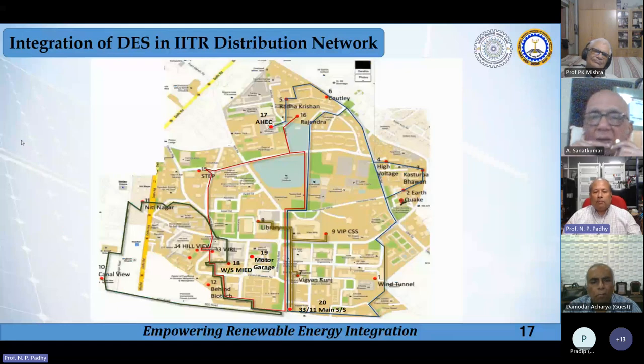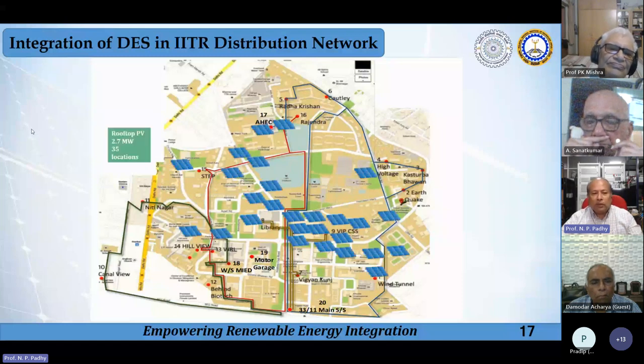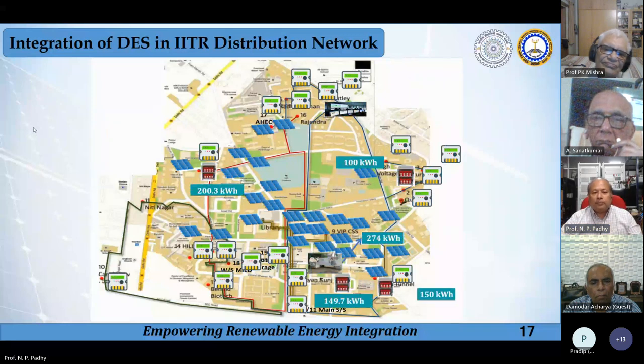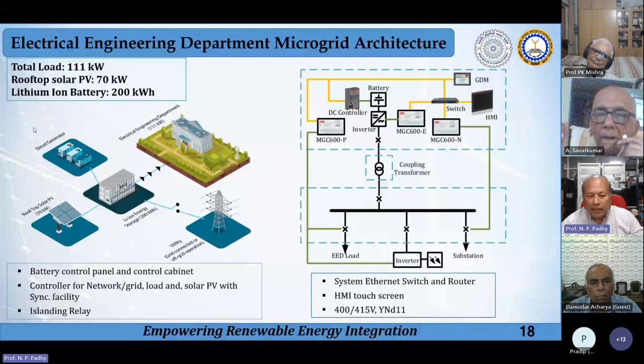So this is how the campus looks, our campus network, a campus geography basically. And these are the rooftop solars, 2.73 megawatt at 35 locations. You will also be happy to know that we have smart meters almost everywhere in the substations. And there are 2 different batteries which are physically present today.